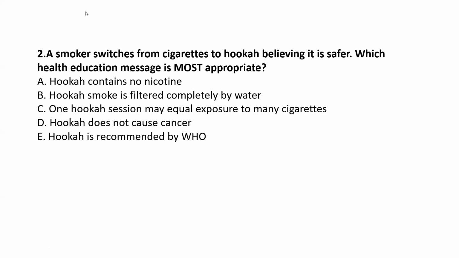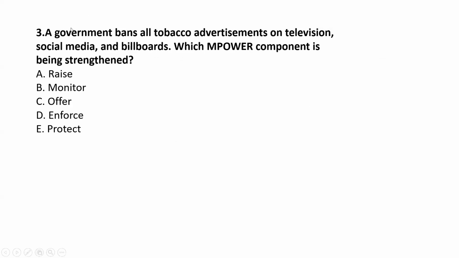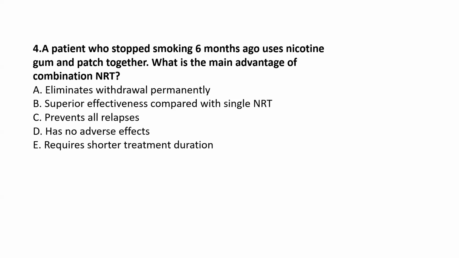MCQ 3: A government bans all tobacco advertisement on television, social media, and billboards. Which MPOWER component is being strengthened? A, Raise. B, Monitor. C, Offer. D, Enforce. E, Protect. D is the right option, enforcement.